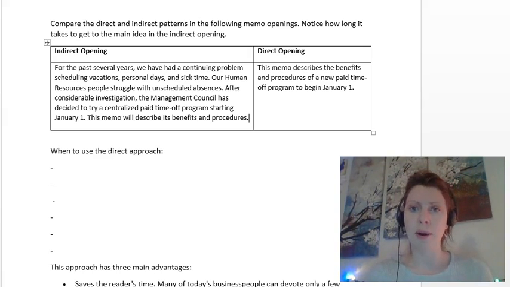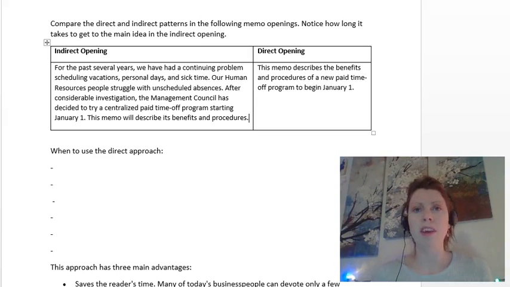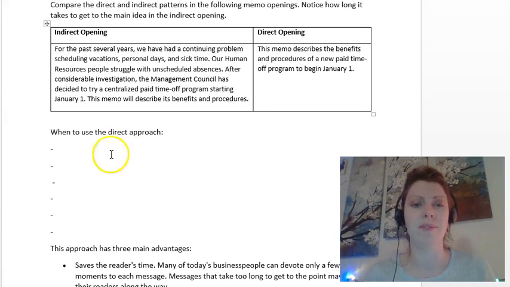Versus the direct approach or the direct opening, where they just say, okay, people, this memo is being sent out and it's talking about new paid time off in January. That starts in January. And then if they continued with the direct approach, you would see later in the memo that they would bring up, oh, we're having problems with sick time and personal days. Then they would talk about all of that.